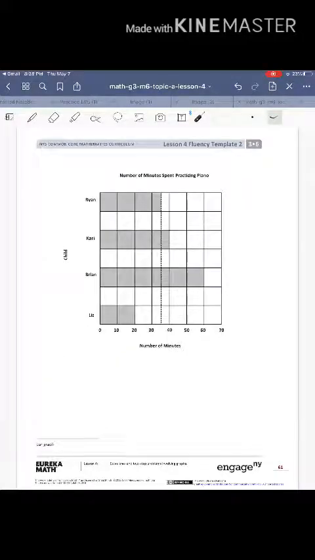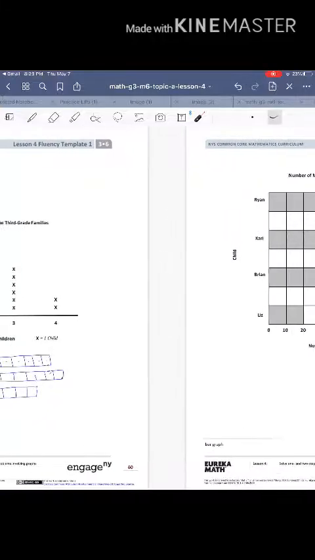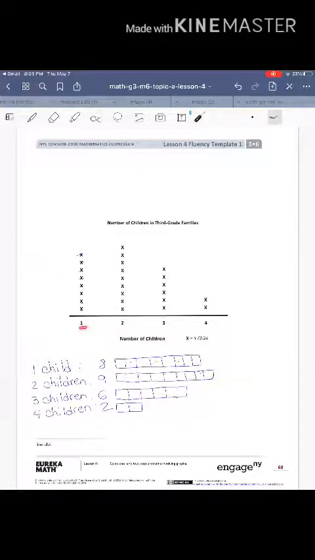Okay, in this second exercise, which is also just reviewing what we did yesterday, they are showing us the number of minutes spent practicing piano. There are 1, 2, 3, 4 people or 4 children that have been practicing piano, and they show us how long each one has been practicing. But look at this, we have a different scale here. Remember, right here the scale was 1, right? Because 1x, the value is 1 child.